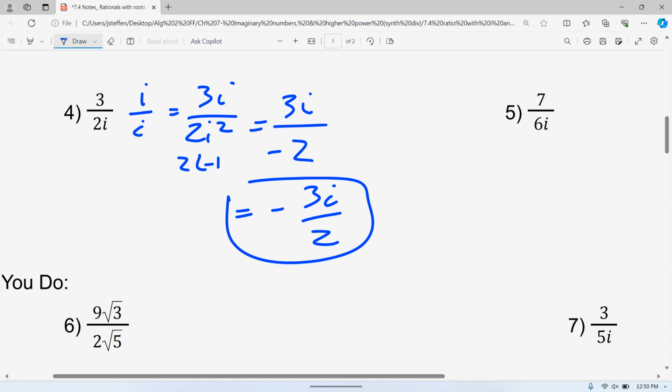Obviously, as long as you don't put it in both the numerator and the denominator. If you want to put it up in the numerator, out front, that's fine. If you want to leave it, that's okay. All those options are all right.